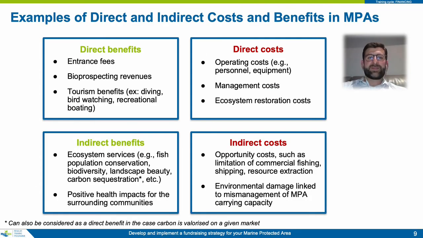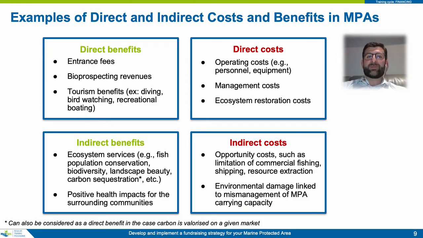In the case of a CBA applied to an MPA, direct benefits may include, for example, entrance fees, bioprospecting revenues, or revenues from the MPA's tourism activities. Direct costs may include operating costs and management costs. Indirect benefits may include the ones derived from ecosystem services, such as landscape beauty or carbon sequestration. Finally, indirect costs may include environmental damage linked to mismanagement of the MPA, carrying capacity, and also all sorts of opportunity costs.